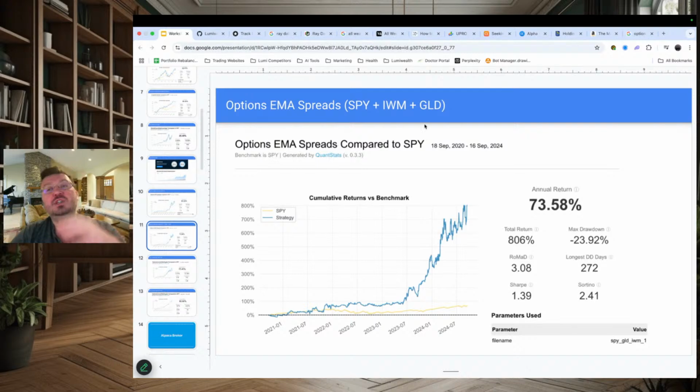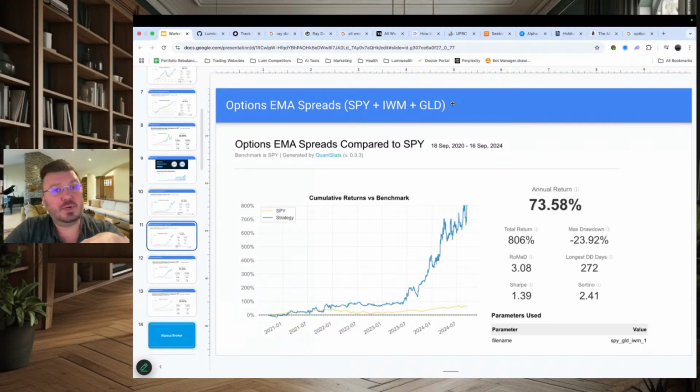Here's one that actually diversifies a little bit. This is one that doesn't only trade the SPY, it also trades IWM and gold, right? IWM, if you don't know what it is, is the Russell 2000. It's smaller companies, like mid-cap companies in the United States, versus the S&P, which is the big ones, right? And then it also trades gold because we want to diversify. So we own some S&P, we own some IWM, and we own some gold.